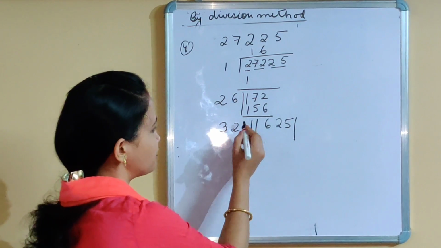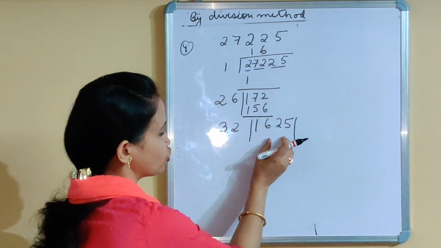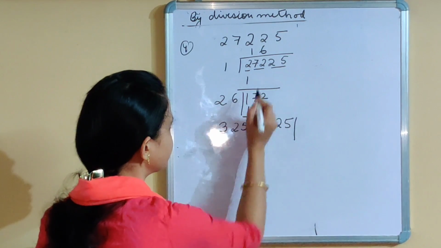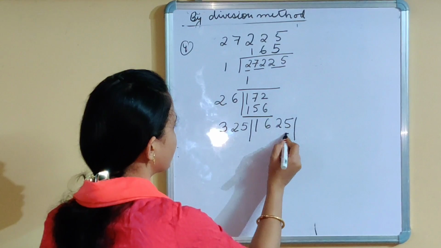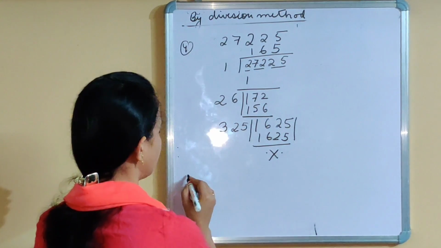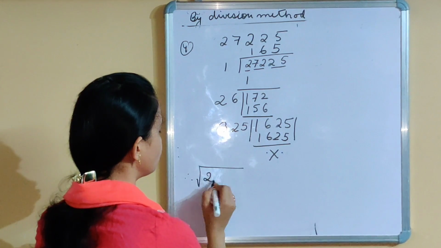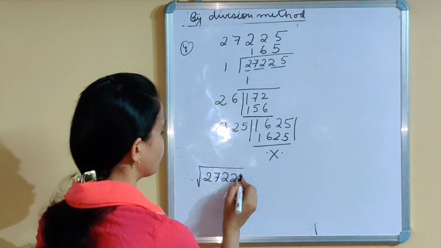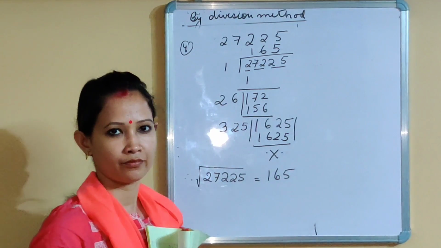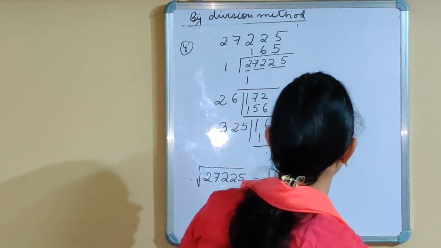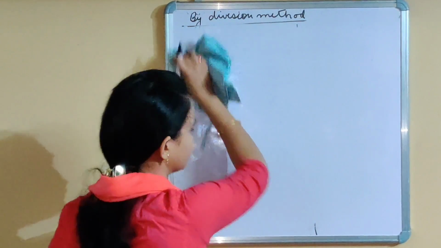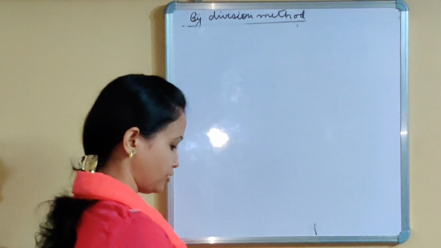Now again give here a number which if you multiply it should be either less or equals to 1625. So obviously I think it should be 5 out here. 5, 2 and 6. So therefore the square root of 27225 is 165. Got it? Let's do another problem.